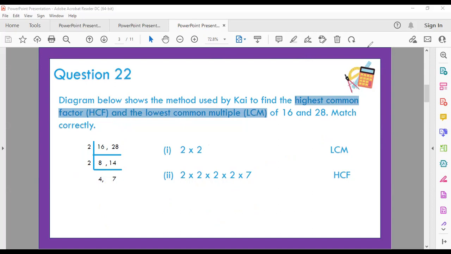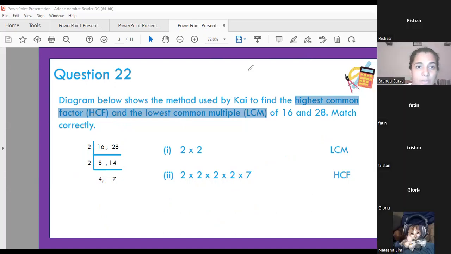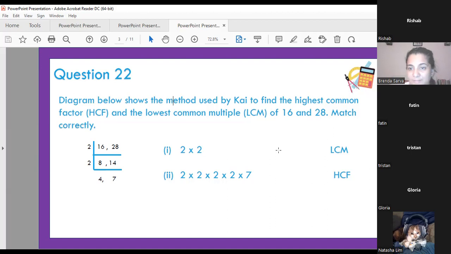Okay, now this question, everyone, all right, understood? Can we go on? If okay, can I have a show of hands? If you're all right and you got this, we can move on now. Thank you, Rishabh. Fatin, Gloria, Natasha, how about you guys? Okay, Fatin, all right? Okay, good. Natasha, are you okay?